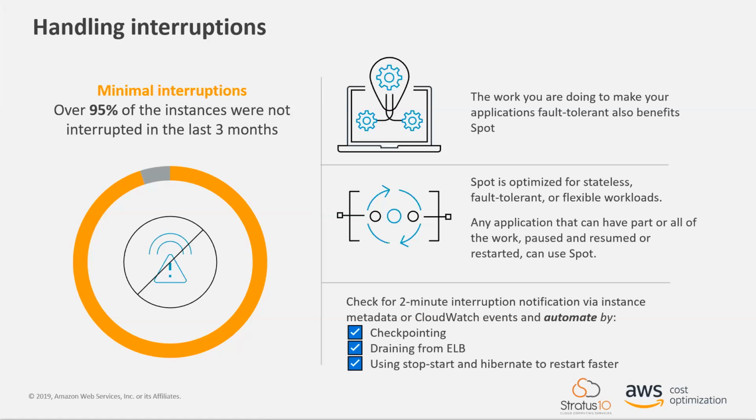Another feature that was recently released is the capacity optimized allocation strategy. This will ensure that when it spins up a new instance, it picks from a pool that has the most available capacity, further reducing the probability of an interruption.